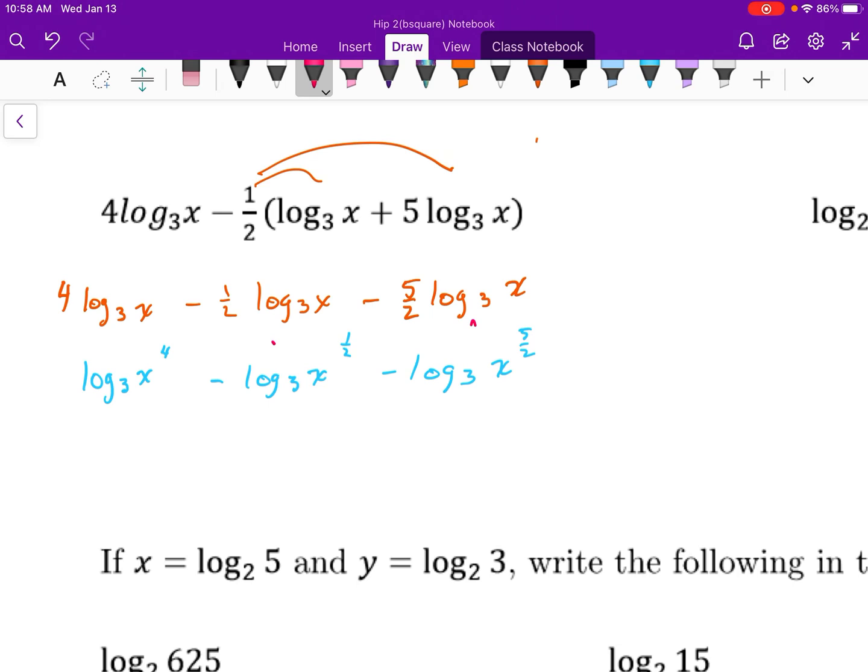So right now, I think that I have logs with the common base and their differences. So I'm going to use the quotient and product rule to put it all together. Since I'm trying to break this up, some of these arguments will go in the numerator, some will go in the denominator. So really, this is log base 3 of x to the power of 4, in the numerator because it's positive, minus x to the power of 1/2 times x to the power of 5/2.